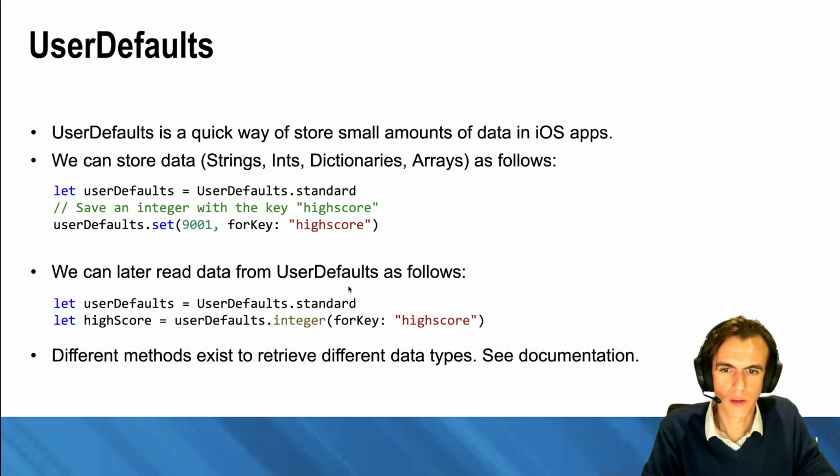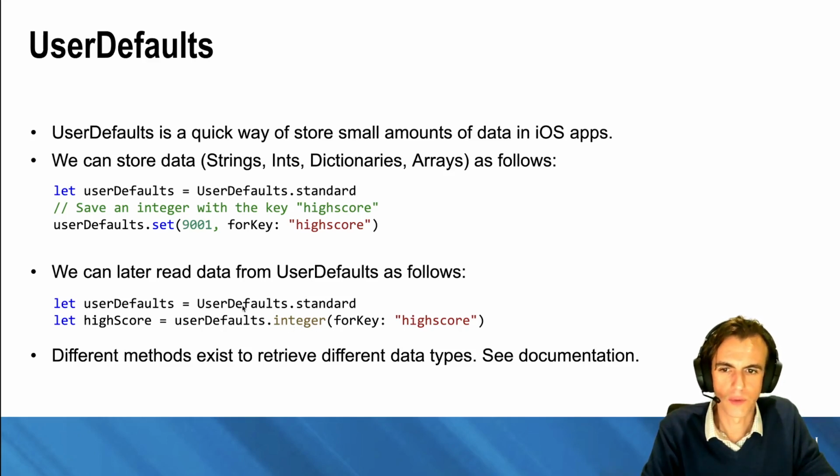So later we can read it, and all we do is we again get the standard instance of user defaults, and we use a particular method here for integer, because the thing we're accessing is an integer, and we just specify the key, high score. And what we'll get back is high score here will be of type integer, and there are different methods that exist to retrieve different data types. So if you want to store a dictionary or an array or a string, there's different methods of user defaults.